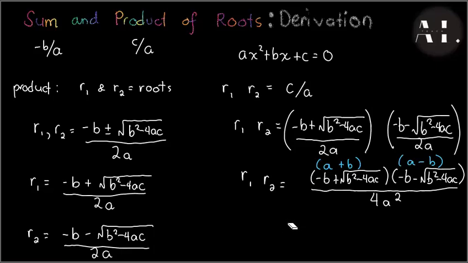So to get the product, first we need to get the square of the first term. So the square of negative b is b squared minus the square of the second term. Take note that the second term is the square root of b squared minus 4ac. Now getting its square will give us the expression b squared minus 4ac.